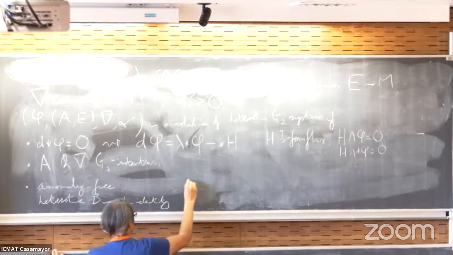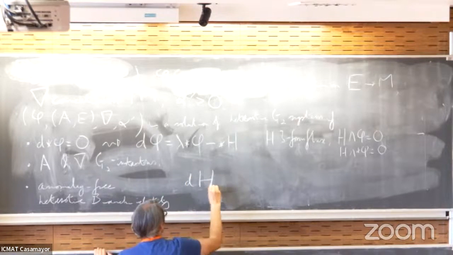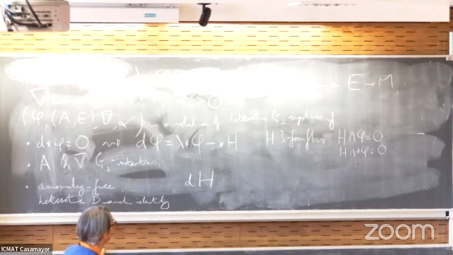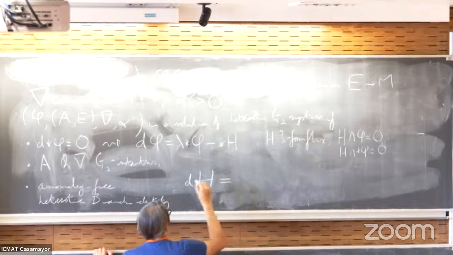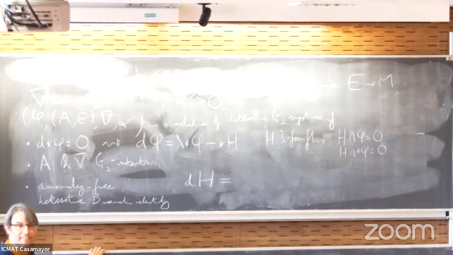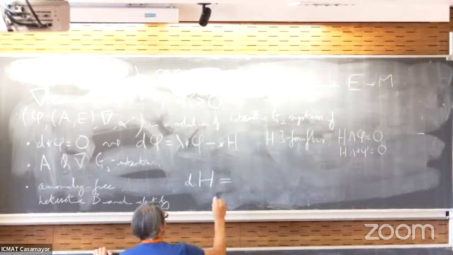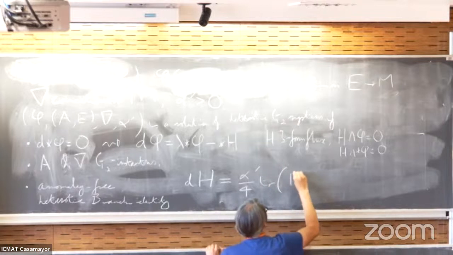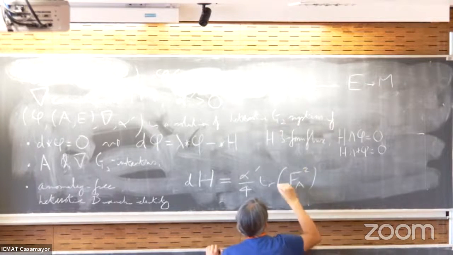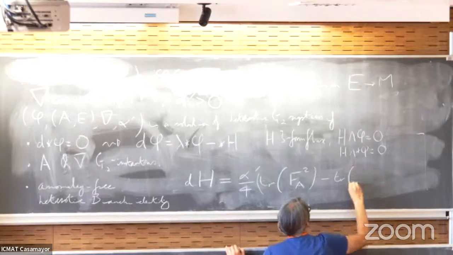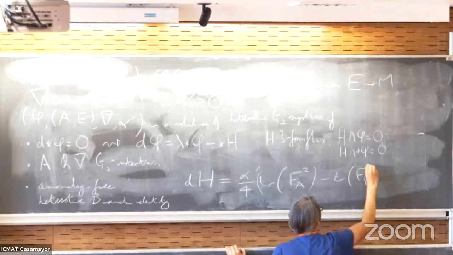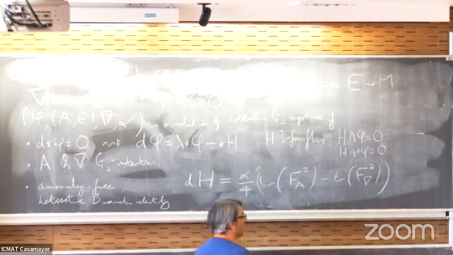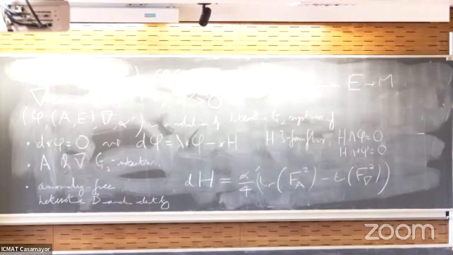It says if I look at dH, that's some 4-form, and you may have also noticed alpha prime didn't make an appearance yet in the story. Here it is: alpha prime over 4, the trace of F_A squared minus the trace of F_nabla squared. Some people write R_nabla squared, but I'm just going to write F. Okay, so that's the system.